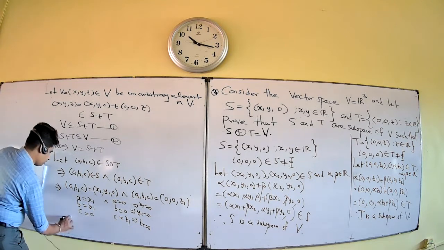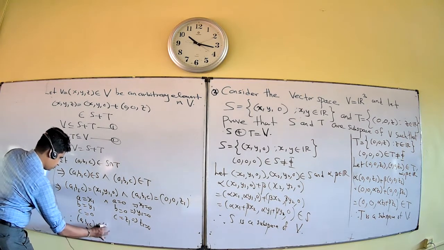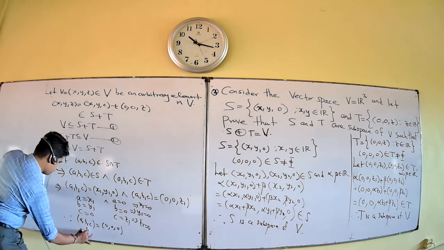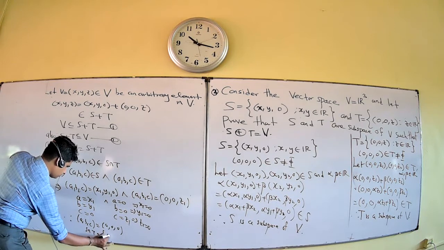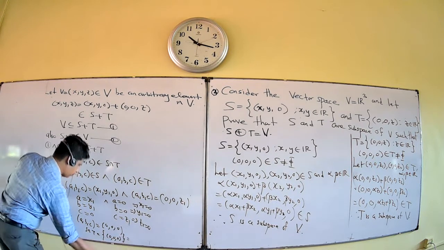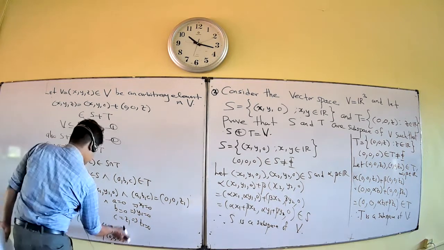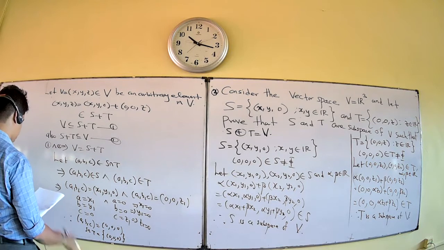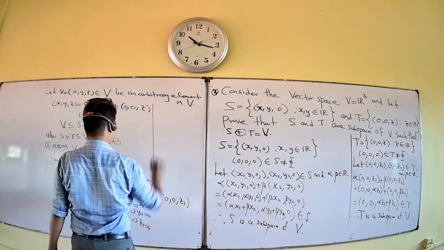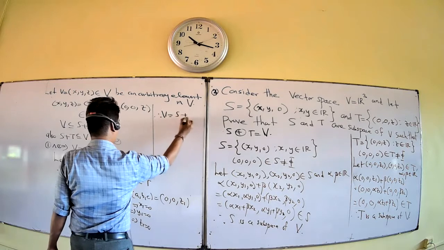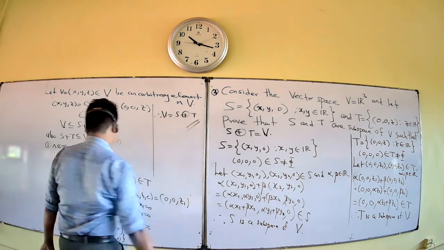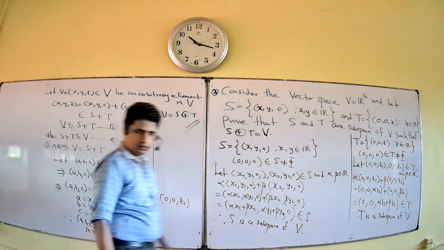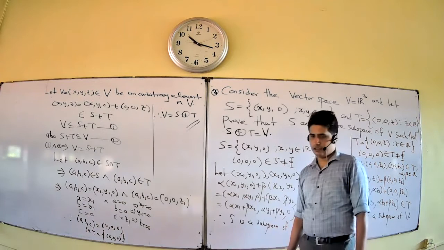Therefore, all the elements a, b, c are 0, right? That means (a, b, c) is (0, 0, 0). Therefore, this S intersection T is the 0 vector. Two conditions are satisfied. Therefore, B equals S direct sum T. Okay, S direct sum T. Two conditions are satisfied. Therefore, B is the direct sum of S and T.